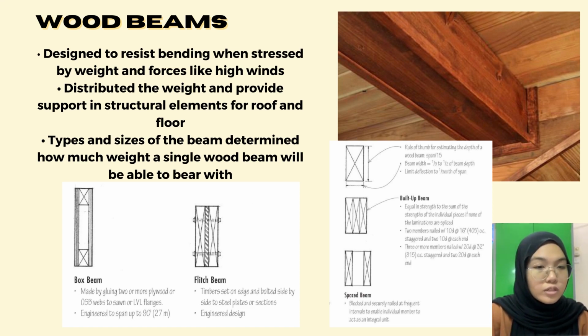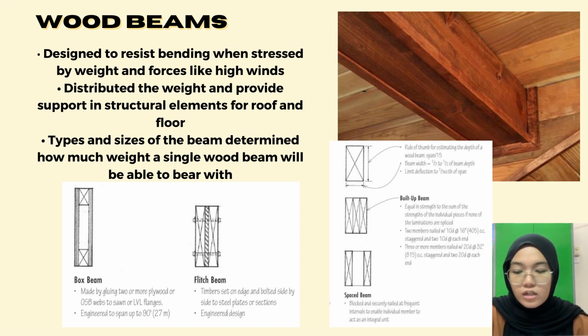They have box beams, as you can see from the picture. They're made by gluing two or more plywoods. The next one is ridge beam. They are engineered design, and they have spaced beams, blocks and circular nails at frequent intervals to enable individual members to act as an integral unit. And they have built-up beams, which are equal in strength to the sum of the strength of the individual pieces if none of the laminations are spliced.